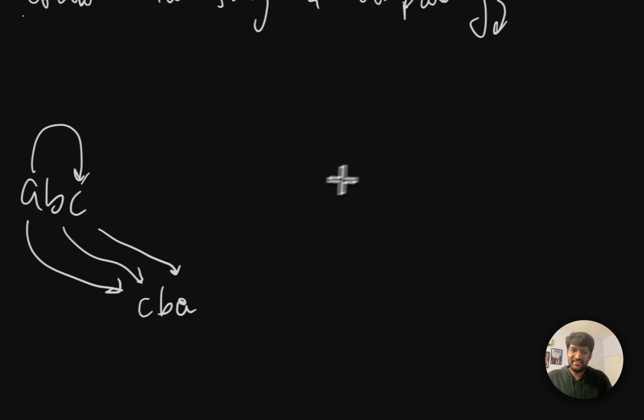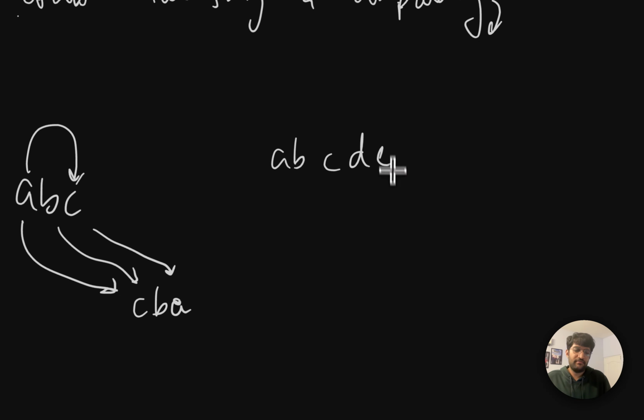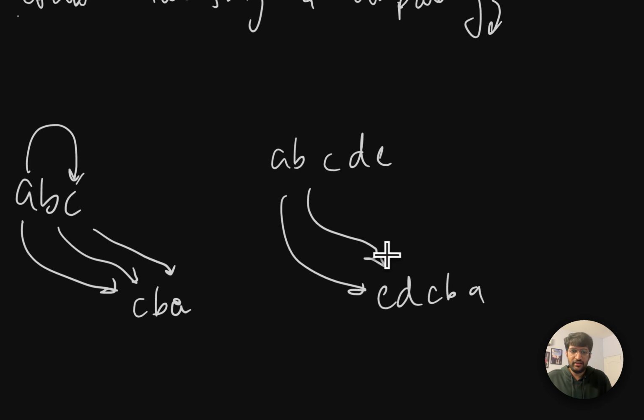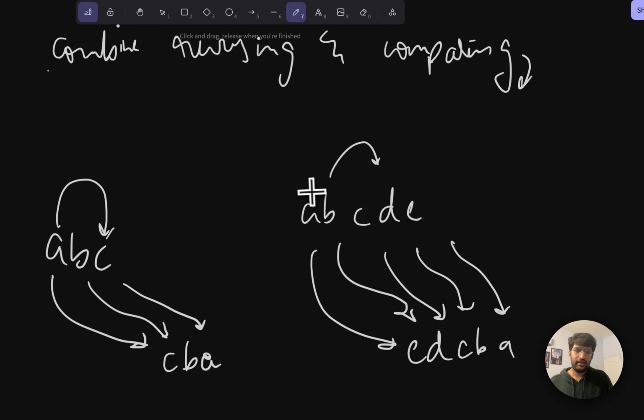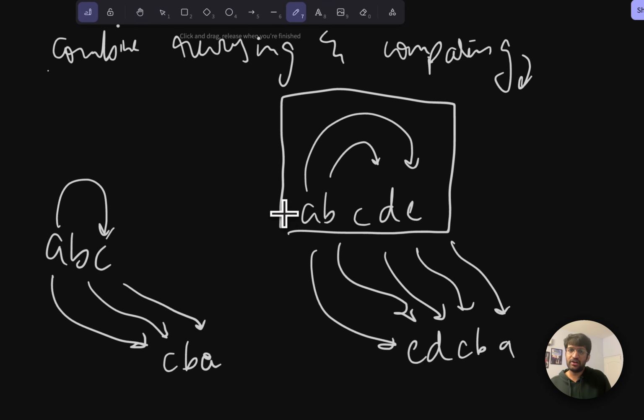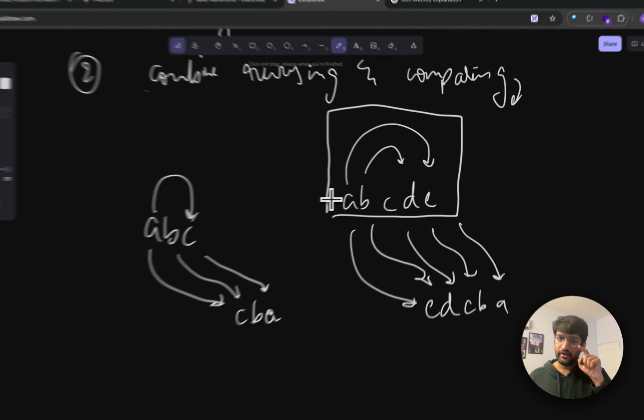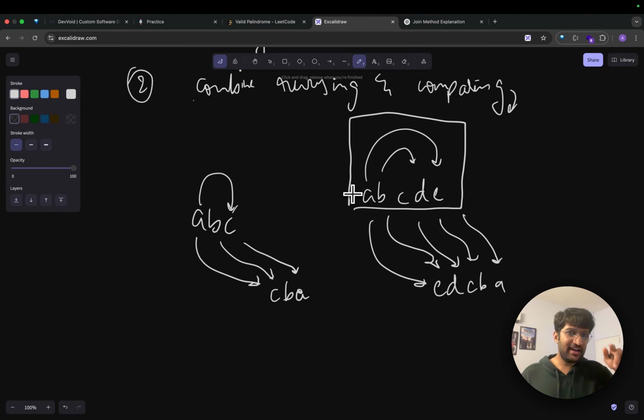Yes or no? Let's take a bigger example. A, B, C, D, E. Comparing with E, D, C, B, A, because opposite, right? A with E, E with A, B with D, D with B, and C with C. Now note, B with D will be the same as D with B, repeating, right? These two are the same thing. A with E is also the same thing. So without even reversing, we can do a comparison. You see? A with E, B with D, and so on. That's the logic we're going to use here.